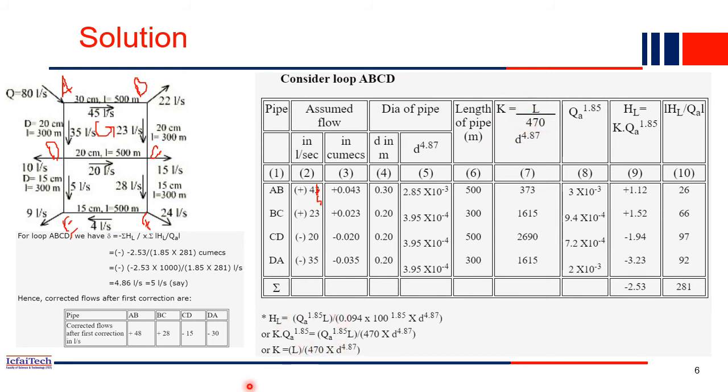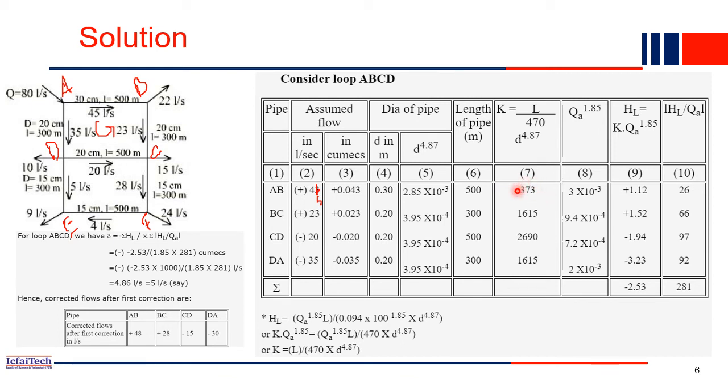K is a constant value, and we got this one. Once you substitute all the values, the L value is already 500, and D to the power of 4.87 is this one. So how did we get D to the power of 4.87? From this expression, basically. We derived this expression in the last slide, isn't it? If you recall, just go back and check. And the X value we have considered here is 1.85, because if you are using the Hazen-Williams formula, this will be the X value. So anyway, the K value we computed is this one, right?